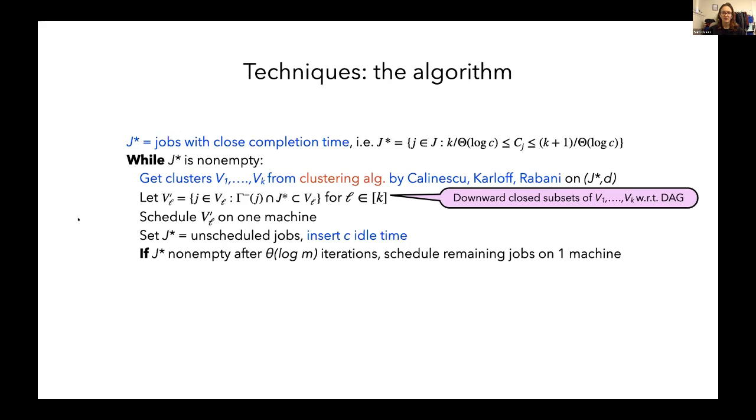I'm sweeping some things under the rug, but we really only have to repeat this about log m times. So together, this is what's going to give us our log C log m approximation algorithm. Repeating this over the partition of the completion times given by the LP then allows us to schedule all of the jobs.